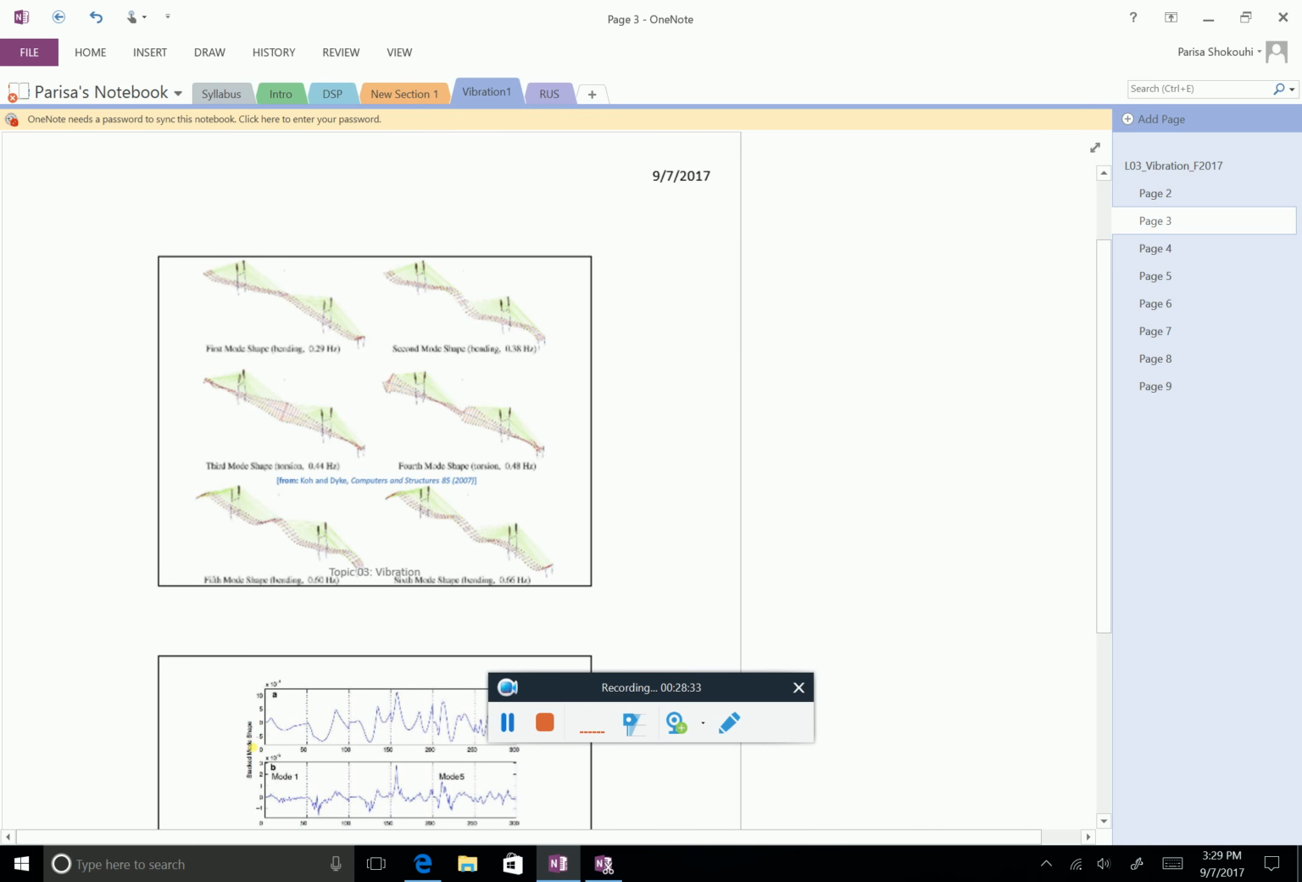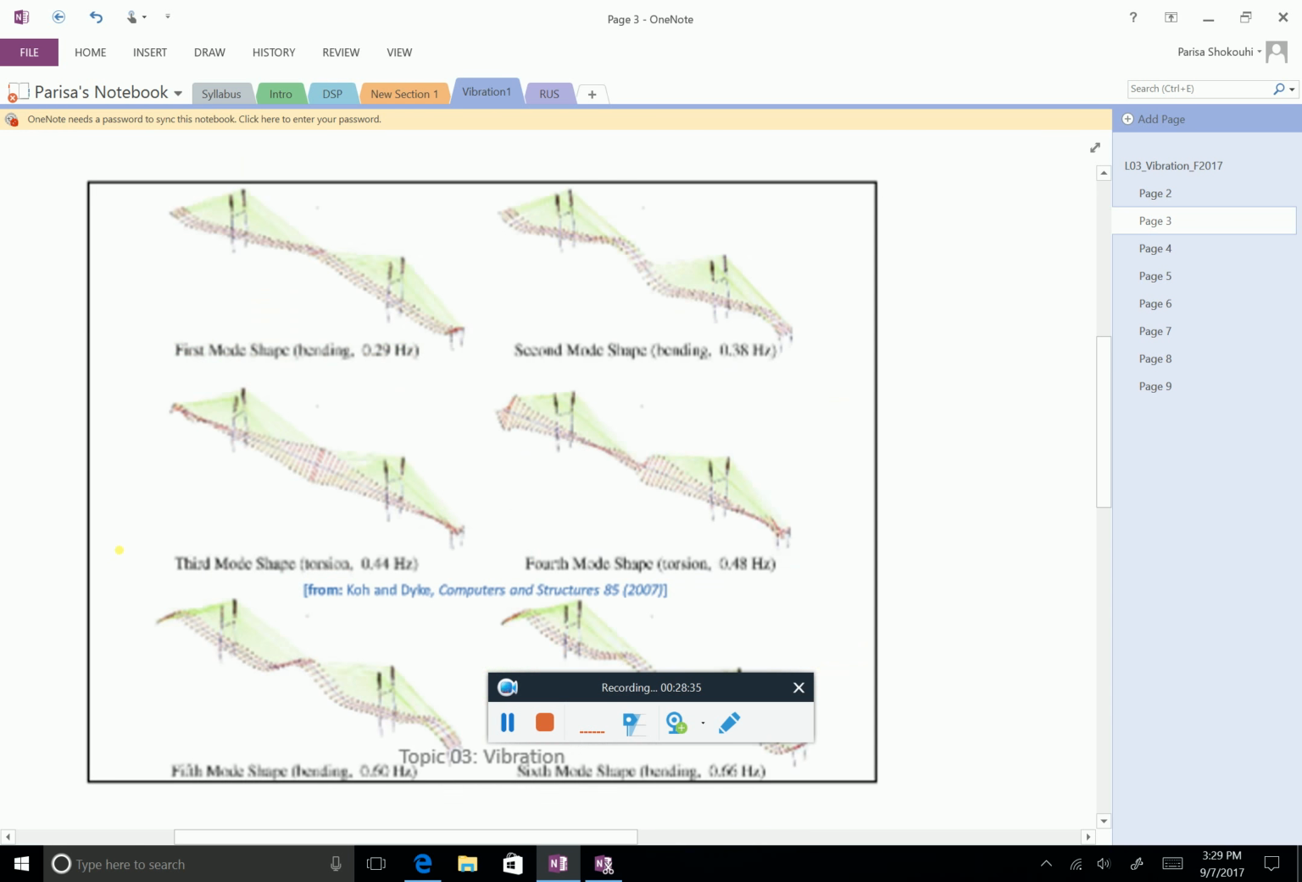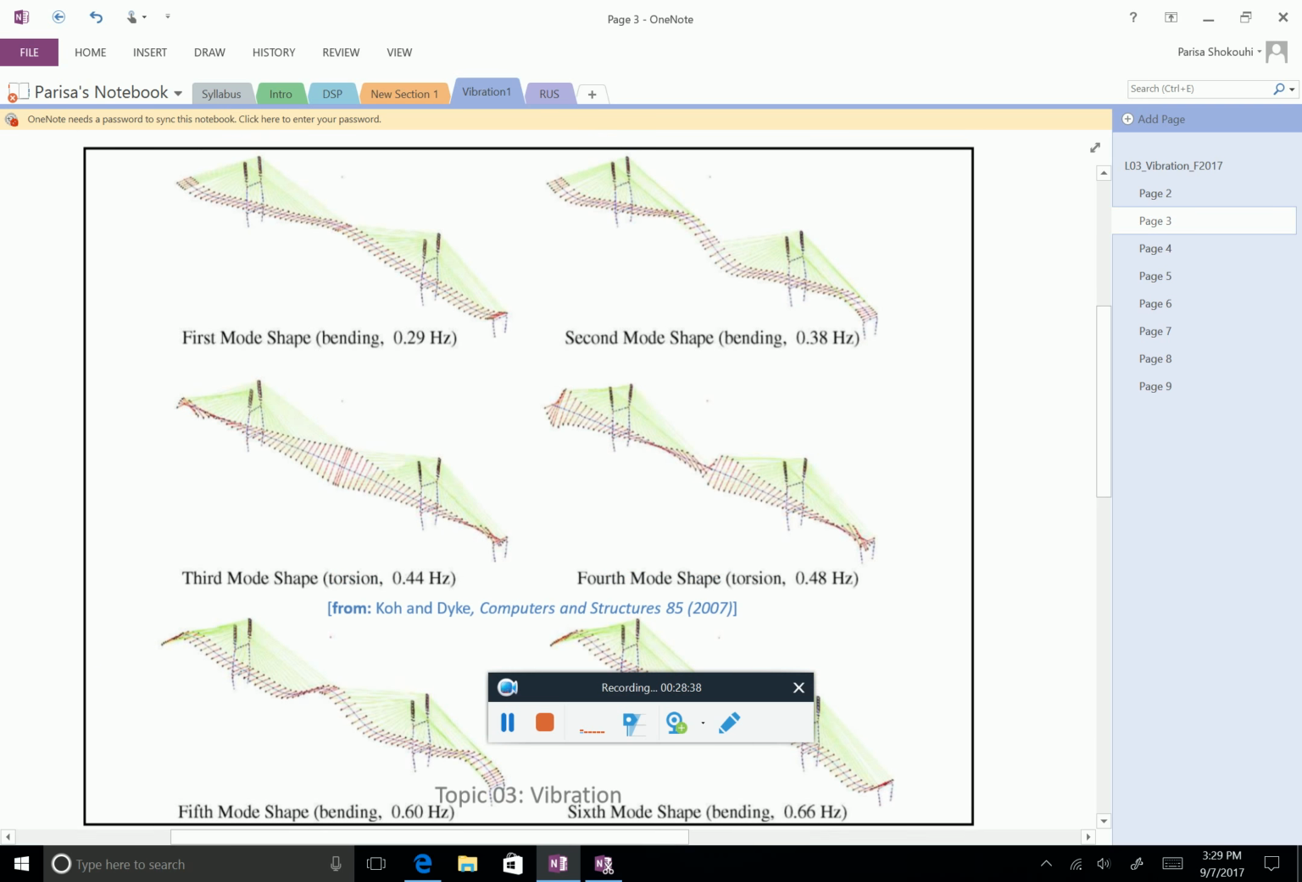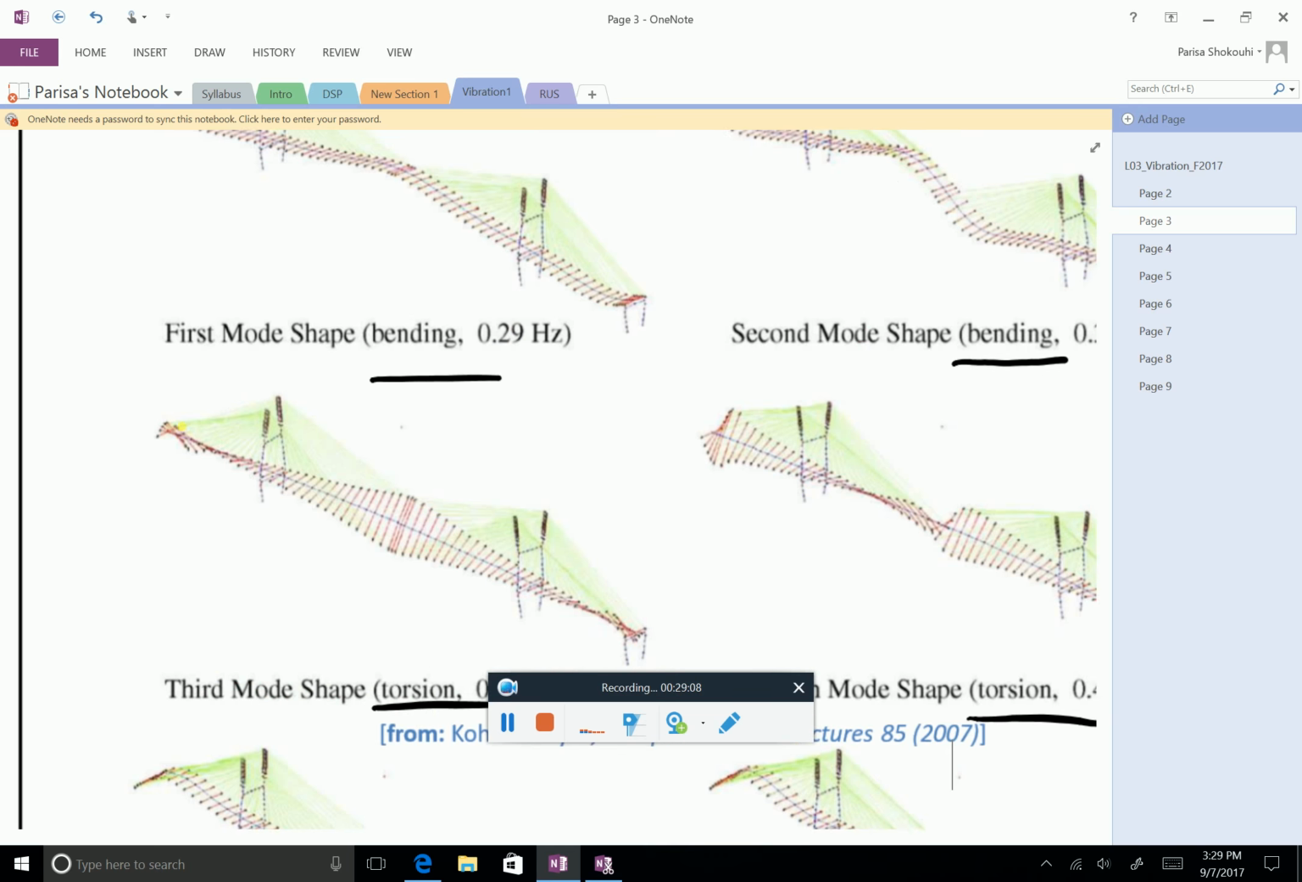So let's look at these mode shapes a little bit, especially if you never saw one. You remember I gave you one quiz with a mode shape in it? So these are kind of different mode shapes. You see something here written like bending modes or torsional modes. That relates to the way the elements are deforming. For example, the bending modes, look at how the elements are deforming.